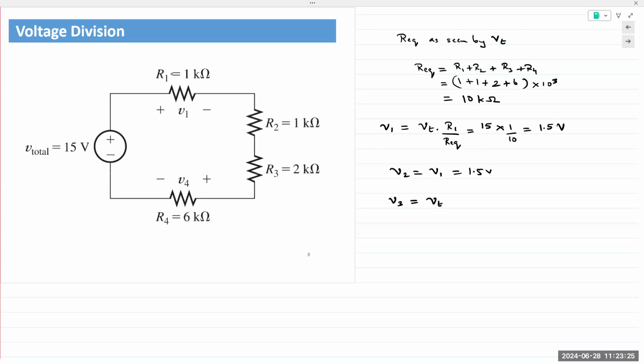V3 would be VT times R3 over REQ. So 15 times 2 over 10, 5, and so that's 3 volts, which makes sense because R3 is twice as much as R1. So the voltage drop across R3 should be twice as much as V1. Right? So 3 is twice as much as 1.5.